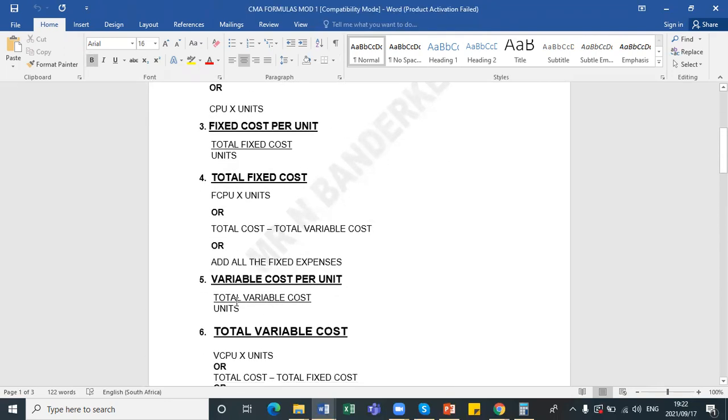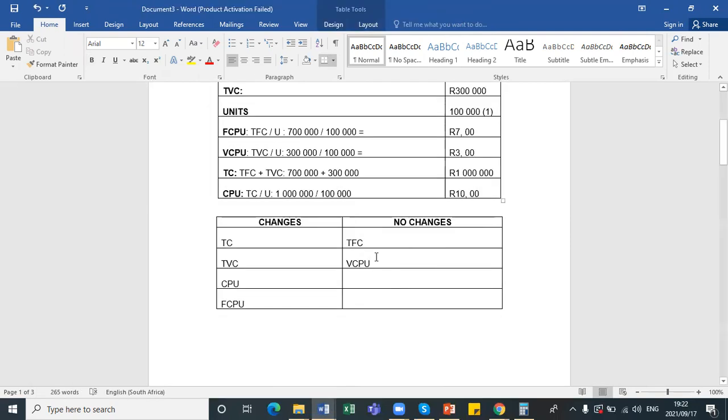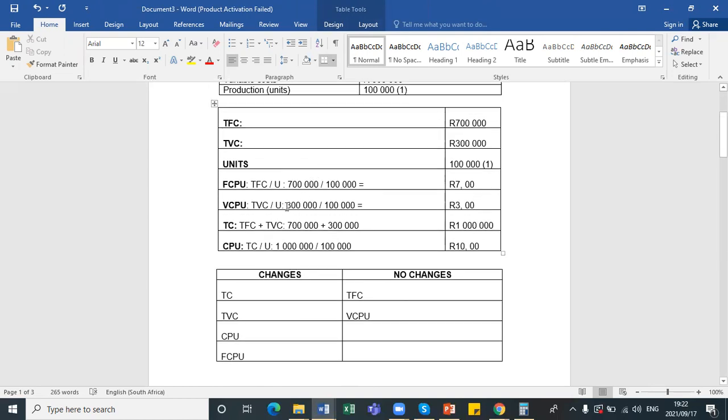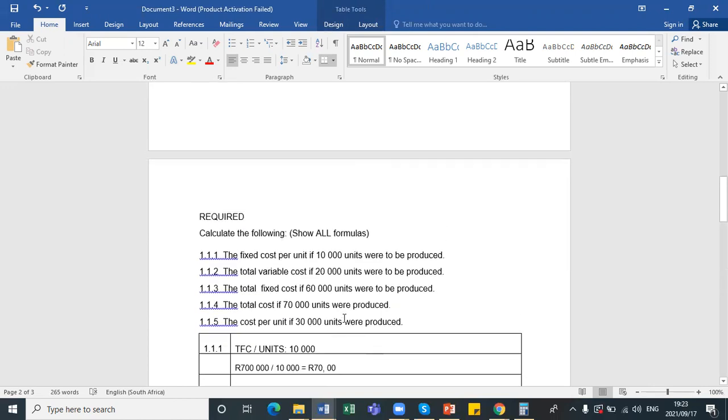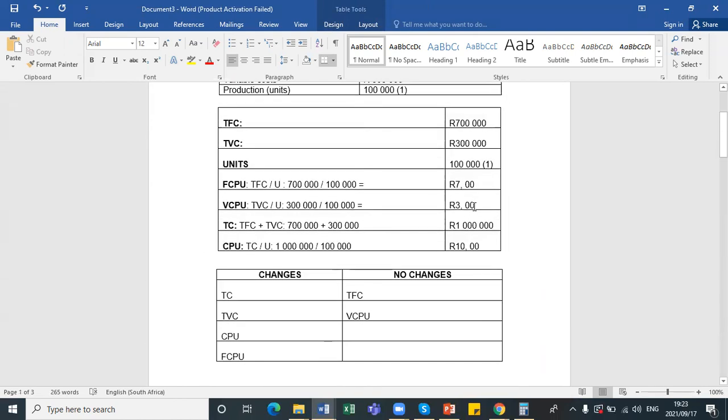And that formula is total variable cost divided by units. Because variable cost per unit doesn't change, we use the same information. Total variable cost divided by units. So my total variable cost when I started was 300,000. My production when it started was 100,000, and it gives me 3 Rand. You see, even though production has changed, my variable cost per unit hasn't changed from when I started producing.